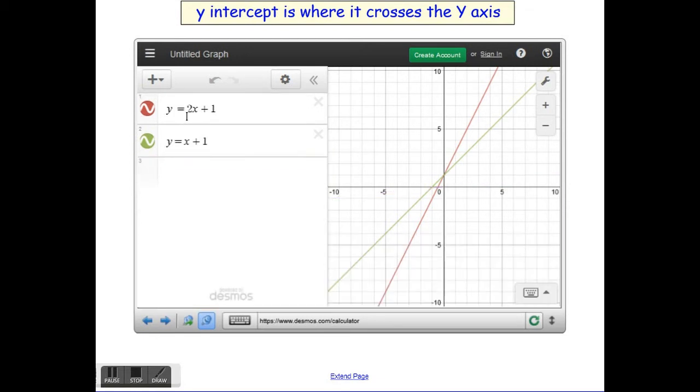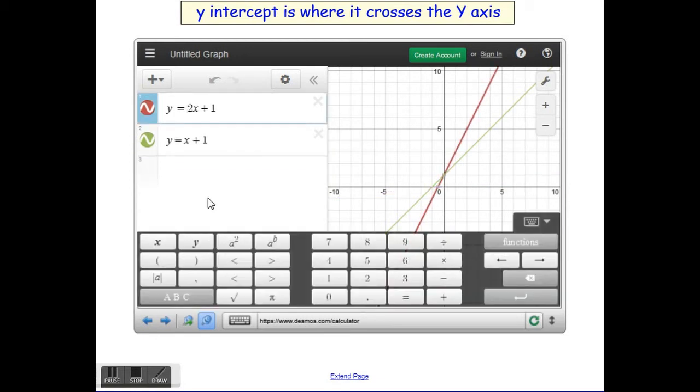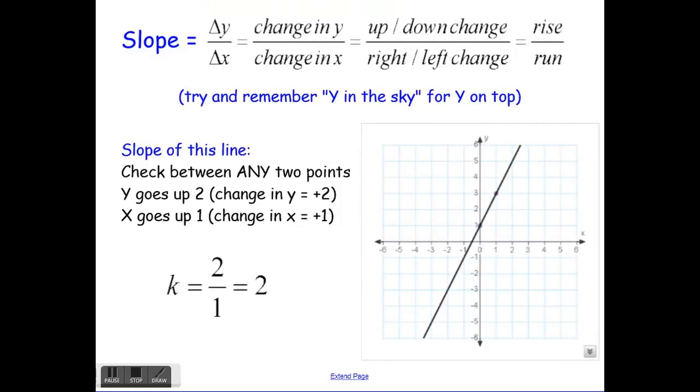Now, what happens if I put a negative sign in front of my slope? Any ideas? Yeah. It will go down instead of up. So if it's negative, your slope is going down. If it's positive, your slope is going up. Good? Okay, so we understand our slope and our y-intercept.